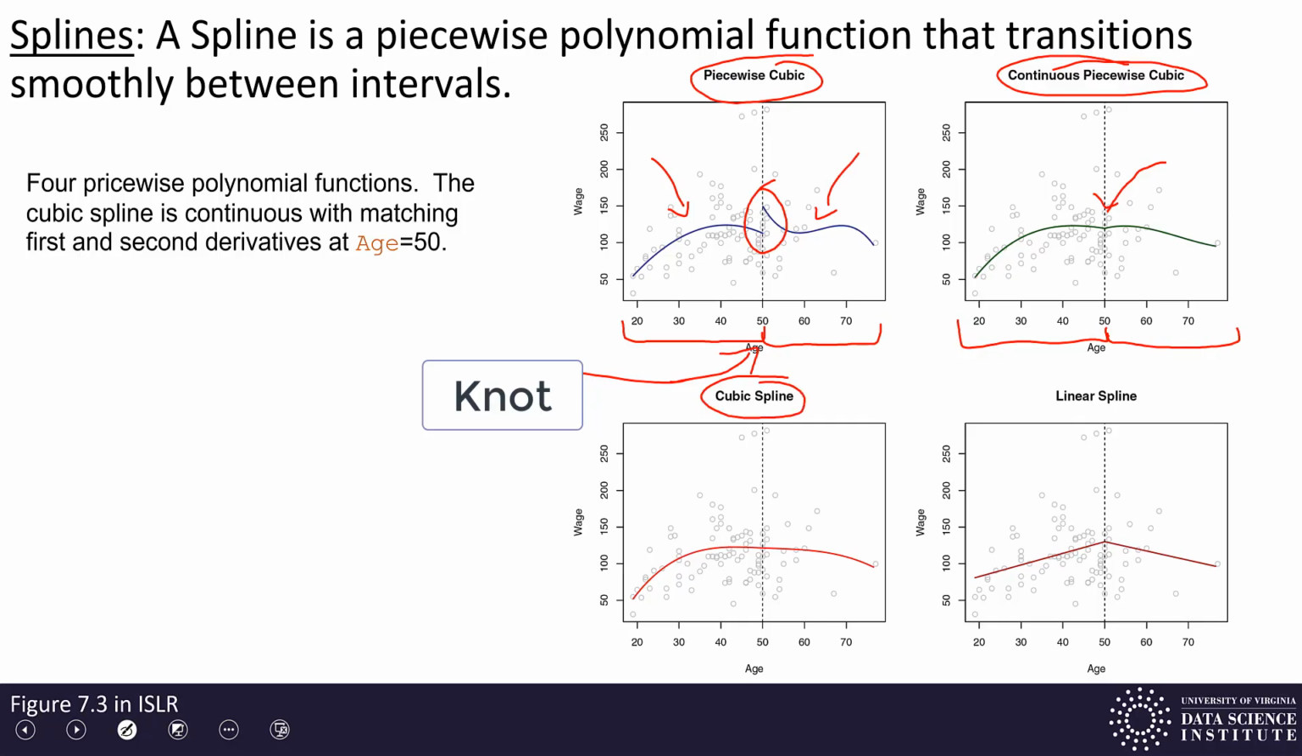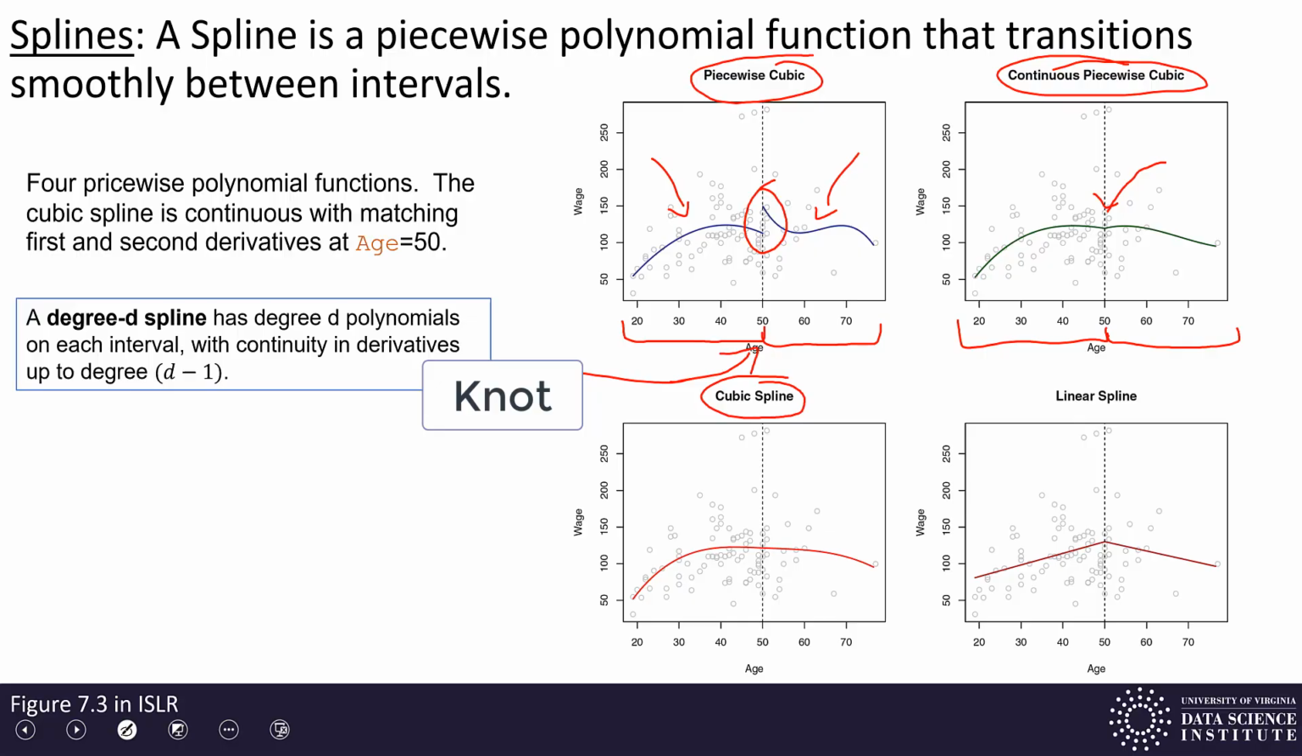Let's give a definition for the cubic spline. A degree d spline has degree d polynomials on each interval with continuity in the derivatives up to d minus 1. For cubic, that means degree 3. So we've got a degree 3 polynomial on each side, and at this point where they meet, they have the same value, making them continuous, the same first derivative and the same second derivative. That makes them transition smoothly across that interval. So cubic splines are very nice things to work with.